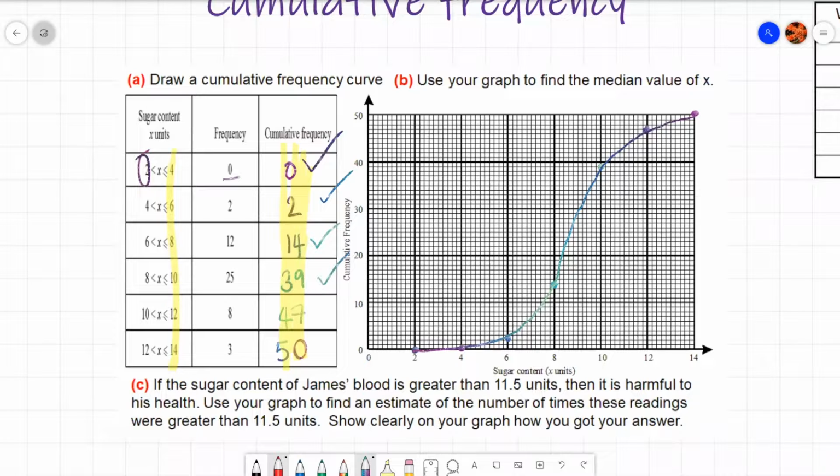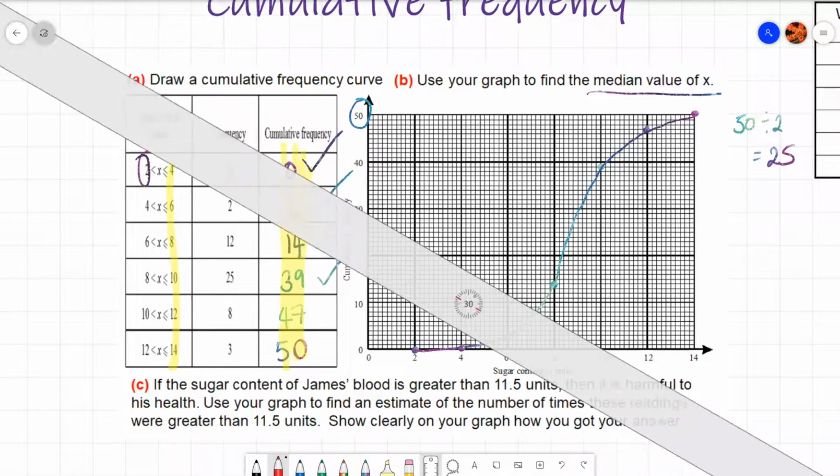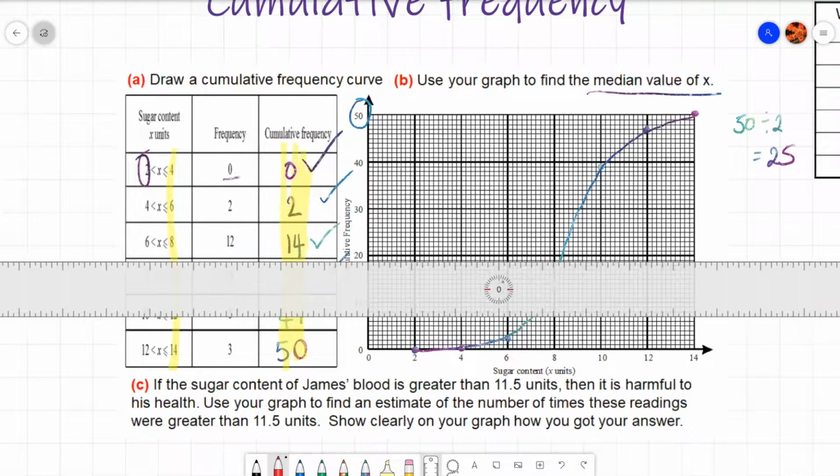Now it says, use your graph to work out the median value of x. Right, okay, so the median. Your graph goes up to 50, because he's tested himself 50 times. So median is the middle. So what you're going to do is 50 divided by 2, which is 25. So you look at 25 on your graph. I'm just going to get a red pen actually, and I'm going to get myself a ruler. Okay, where's 25? 21, 22, 23, 24, 25 is here.